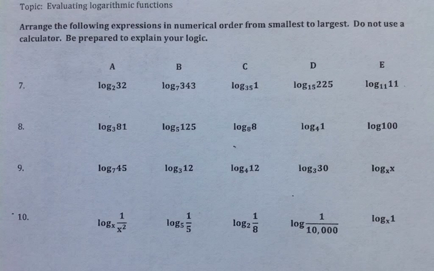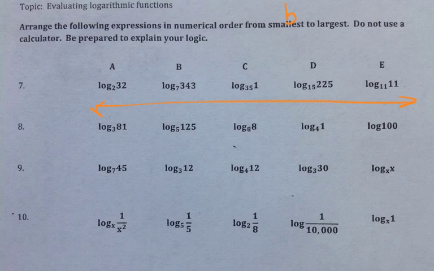Okay, now 7 through 10 are dealing with what we did in class, where we are arranging them from smallest to largest, without using a calculator. This time we don't want you using a calculator. So you're gonna have to make a number line, right? And remember, we can switch it, right?